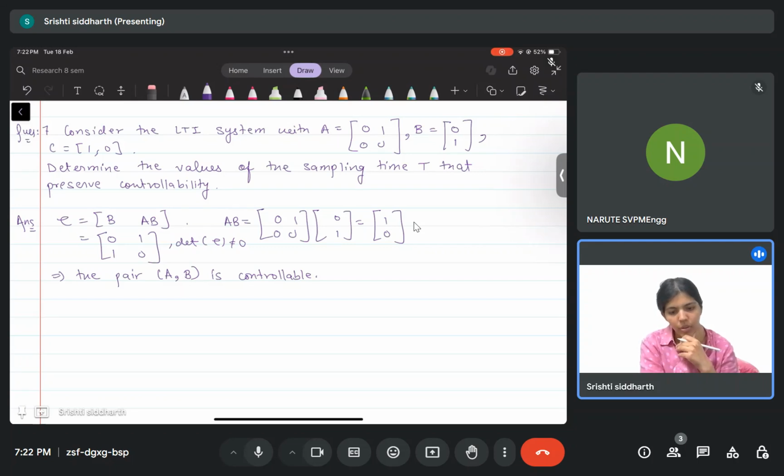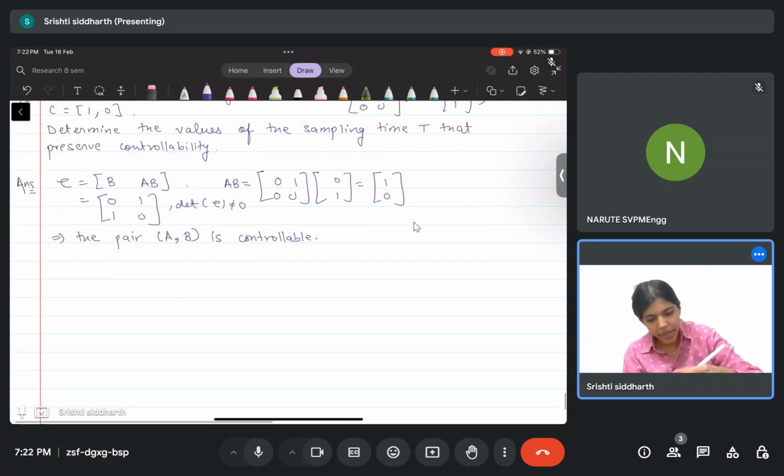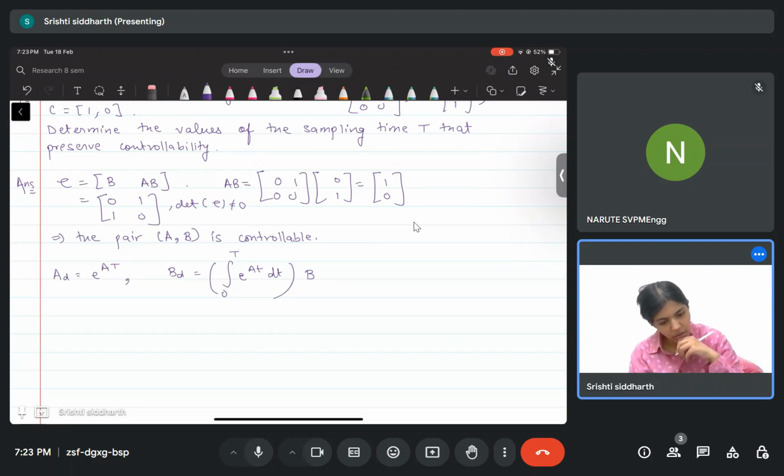Now we have to find out AD and BD. So AD again is e to the power A times the sampling time T. BD is the integral from 0 to T of e to the power AT times B. The state transition matrix at any time t is the Laplace inverse of (sI minus A) inverse.